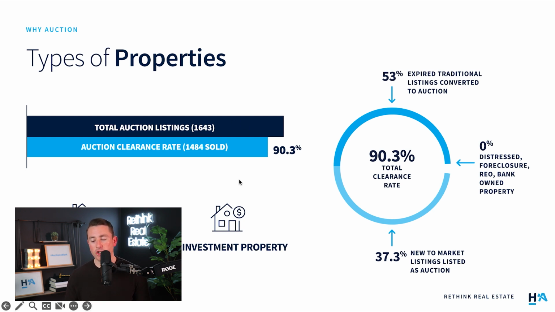We don't do any distressed, foreclosed, or REO properties whatsoever, and 37.3% of our properties are new listings to market. Now, we're very proud of that statistic, that it continues to grow, because typically when agents do auctions for the first time, they will then start to offer that process to other listings as a first-time option in order for them to list their property via auction. But either way, that is a statistic that continues to grow for us.